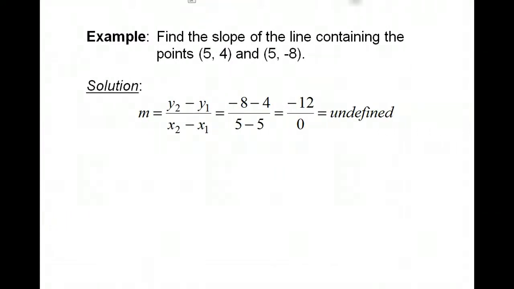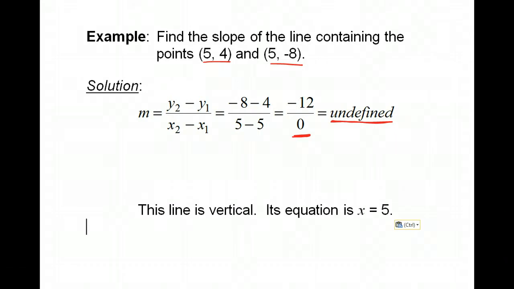Let's look at one last example. When the points are (5, 4) and (5, -8), notice what happens on the bottom. We get a 0. And we know from just basic algebra that we can never have 0 in the denominator. If you do, you get what we say is an undefined quantity. So that means the slope here is undefined. So what kind of line is that? If I look at these two points and think of where they are in the graph, they are directly above each other. So this line is vertical, and its equation is x equals 5.